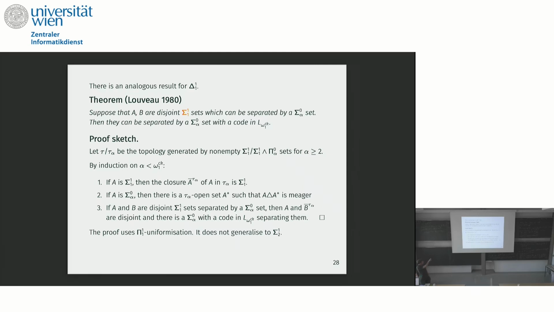I just put the proof sketch here so you can see it's an induction that uses the topology generated by a Sigma^1_1 set, which came up in Dominique's talk already. But it's a modification: you take Sigma^1_1 sets that are additionally Pi^0_alpha. And there's no way the proof generalizes because it uses Pi^1_1 uniformization, and we don't have Pi^1_2 uniformization.